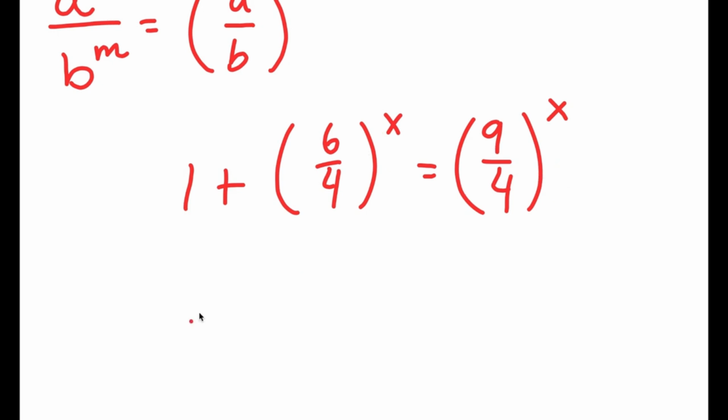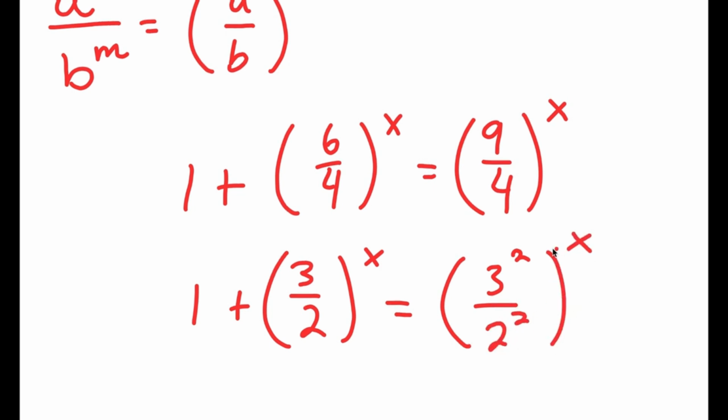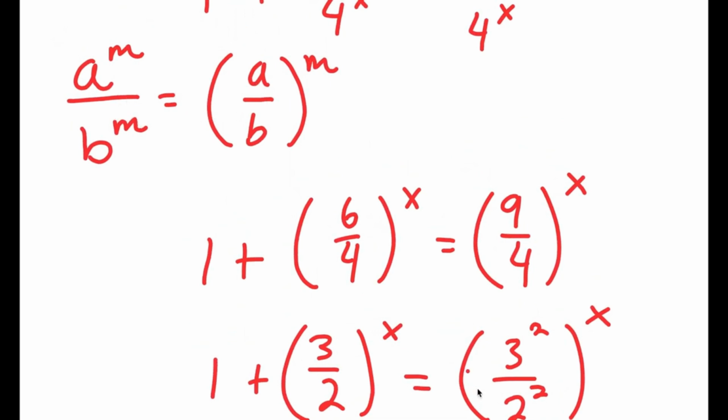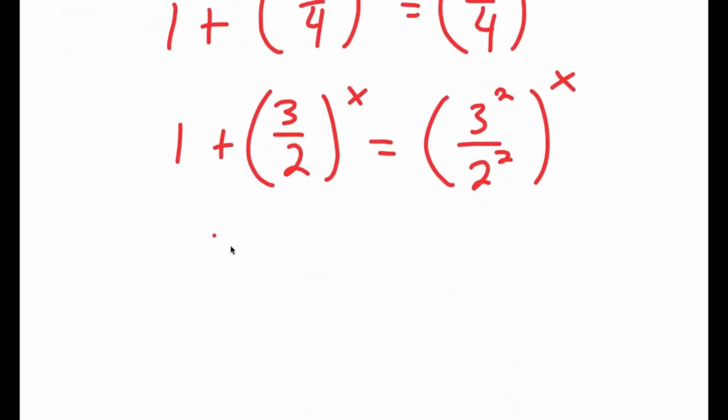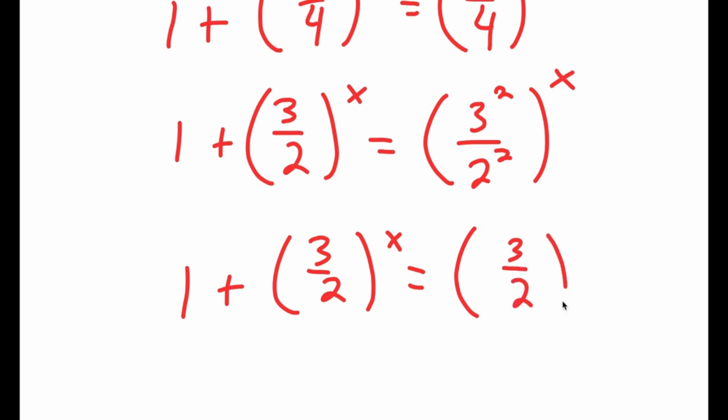Now I can simplify these fractions. So 6 over 4 is equal to 3 over 2. And 9 over 4, I'm going to rewrite as 3 squared over 2 squared. And I can actually use this property again for 3 squared over 2 squared. So that's going to equal (3 over 2) squared, all to the power of x.